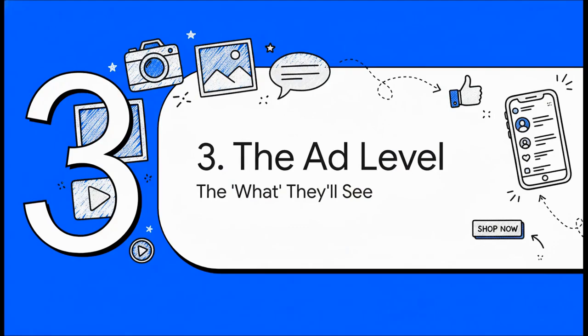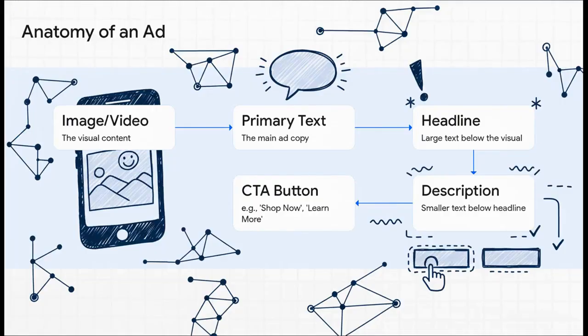And that brings us to the final, bottom level of our blueprint, the ad itself. This is the what. This is the part everyone thinks of, the actual image, the video, and the words that your audience will finally get to see. You know, every single ad is just made up of these 5 building blocks. You've got your visual, the thing that stops the scroll. You have your primary text, your punchy headline to grab their attention, a little description for extra info, and, this is critical, a super clear call to action button, like Shop Now, that tells them exactly what to do.